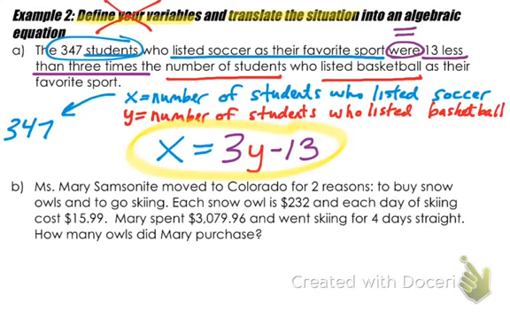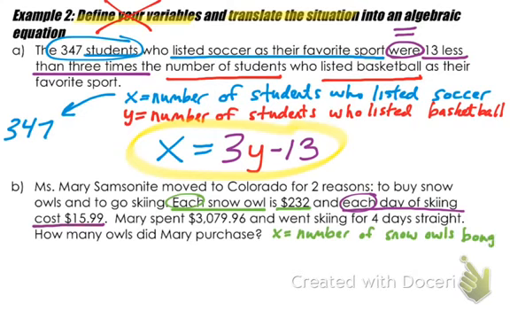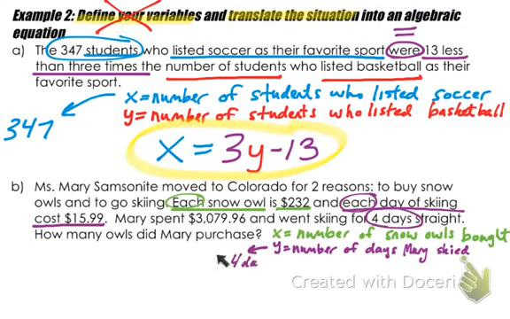Okay, so we're talking about 2 things: Mary going to Colorado to go skiing and to buy snow owls. So we know each snow owl is $232, and we also know that each day of skiing costs $15.99. So those are our 2 variables right now. X is the number of snow owls purchased, and then Y would be the number of days that Mary skied. Now in total, she spent $3,079.96, and we do know for a fact that she went 4 days skiing.